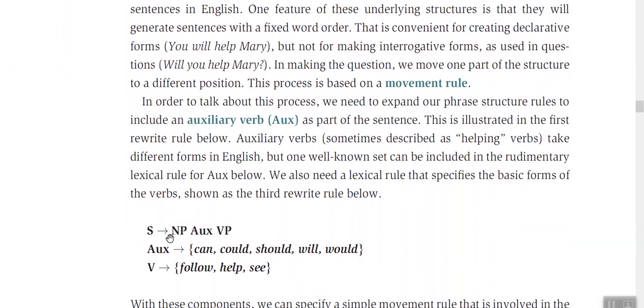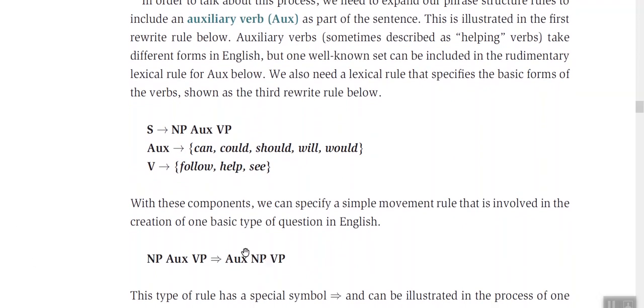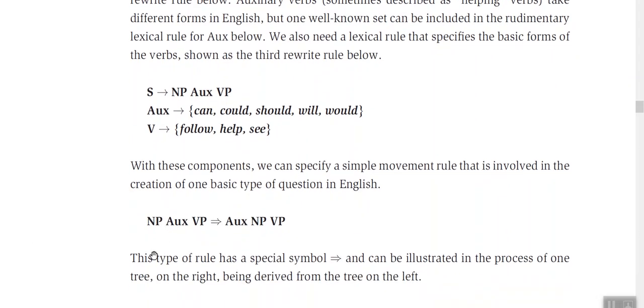Okay? So this is the rule. Sentence, noun phrase, auxiliary, verb phrase. Auxiliary can, could, should, will. Verb in general, follow, help, see, read, write, etc. With these components, we can specify a simple movement rule that's involved in the creation of one basic type of question in English. So here we have this kind of movement rule.